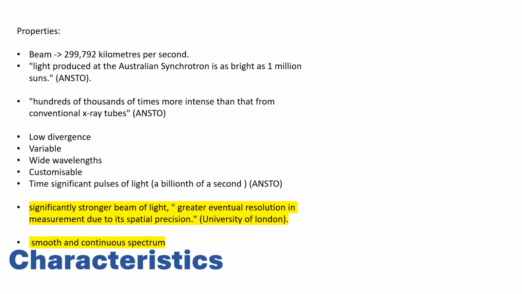From this information, we can gather a few more unique properties of synchrotron light. The high collimation and low divergence causes a significantly stronger beam of light, but also prevents its loss during the transformations before reaching a workstation, resulting in greater eventual resolution in measurements due to its spatial precision. And synchrotron light produces a smooth and continuous spectrum, allowing for much greater range of experiments, rather than the singular wavelengths other light sources can provide.